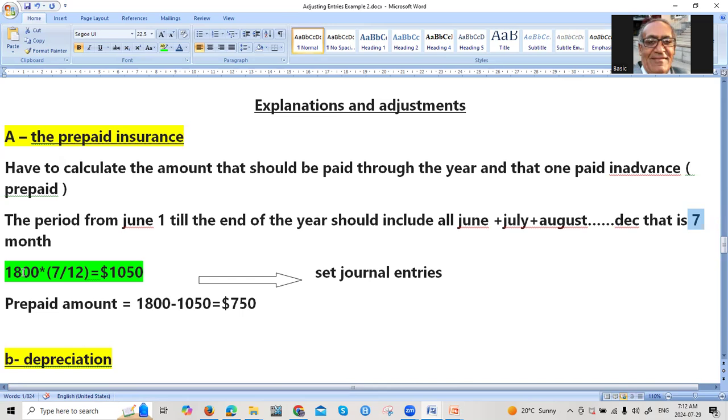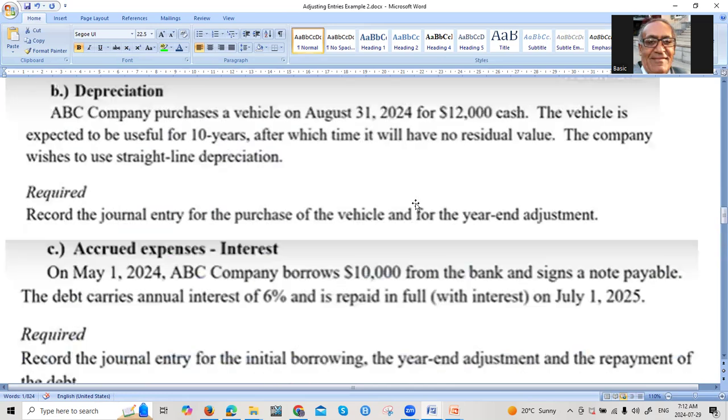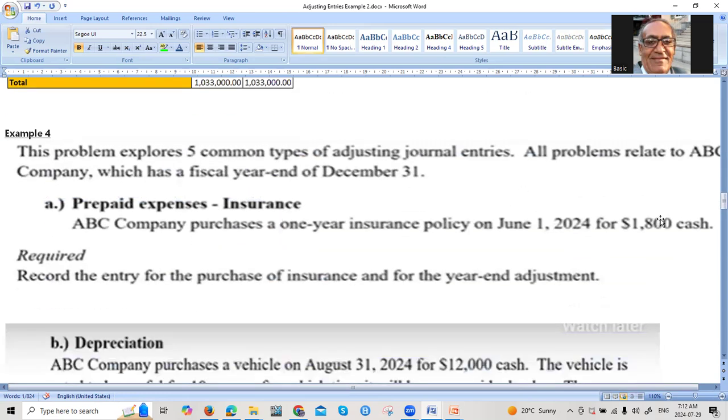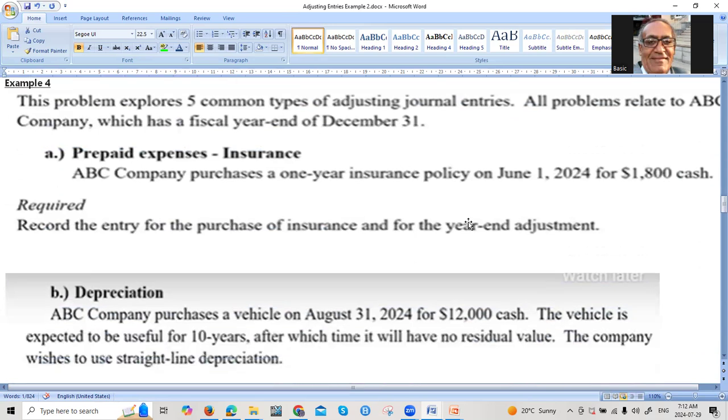So I have all $1,800, all the insurance. Like we see here, the whole amount of the insurance is $1,800. But what is allocated for the year? The year will not benefit from all this. We started this contract in June.